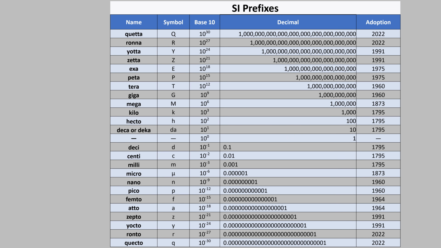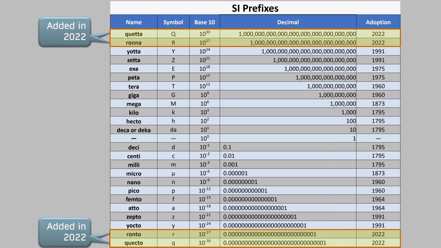Here's a complete list of the SI prefixes. I didn't get the memo, but Ronna and Quetta were added in 2022, representing 10 to the 27th and 10 to the 30th. Their negative exponent counterparts, Ronto and Quecto, were added in 2022 as well. I'll expand the software to include these, even though their magnitudes are not consistent with anything I know of that I would deal with in electronics.